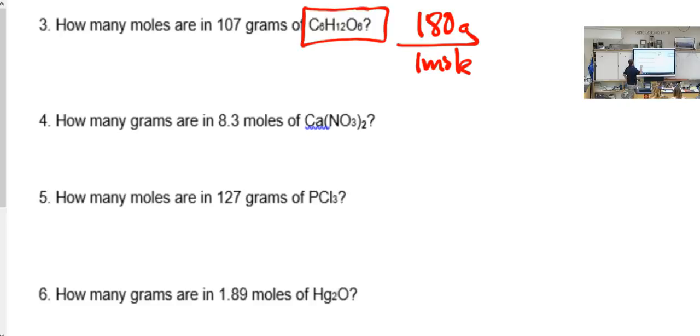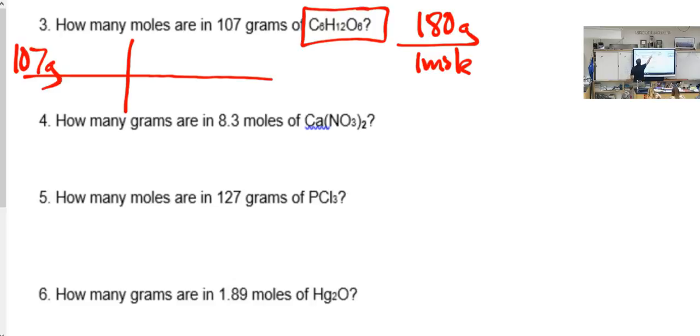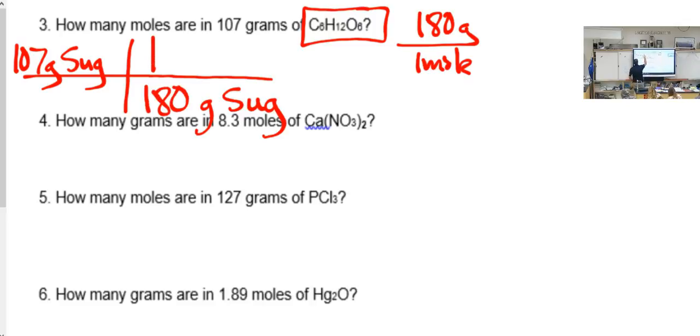All right. So I'm going to put my picket fence. I take the number and unit it gave me, 107 grams, and I'm lazy, so I'm just going to write sugar, S-U-G, because C6H12O6 is kind of a pain. That means grams of sugar goes down and over, and I have this proportion that there are 180 grams for every 1 mole. Does it want me to answer in moles? Yes, so I'm ready to go. 107 divided by 180 is 0.59.